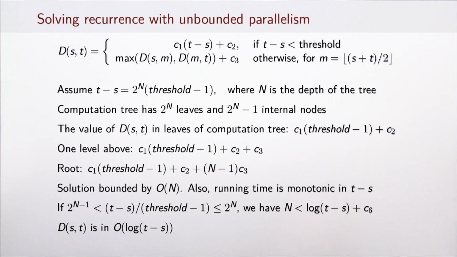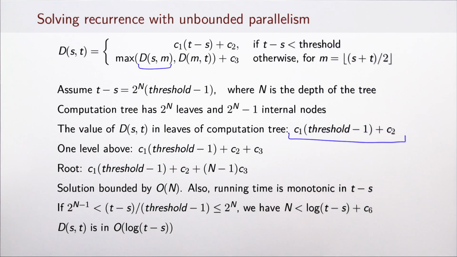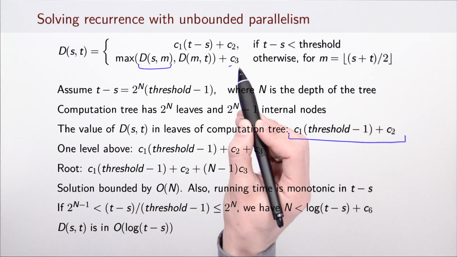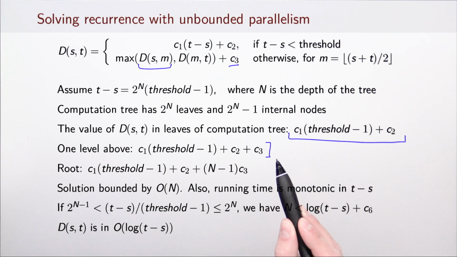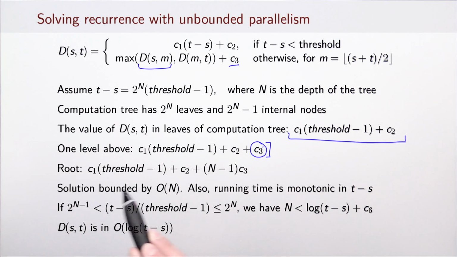Now, as we go one level above, we'll take the maximum of those values, which are identical, so that maximum is just that value itself, and we'll add c3. Okay, so that's why for all the nodes one level above the leaves, we'll have this cost. And as we move up the tree towards the root, all that will happen is that we'll add these costs of decomposition. So when we reach the root, we'll have something like c1 (threshold minus 1) plus c2 plus (n minus 1) times c3. And recall, n is the depth of the tree.